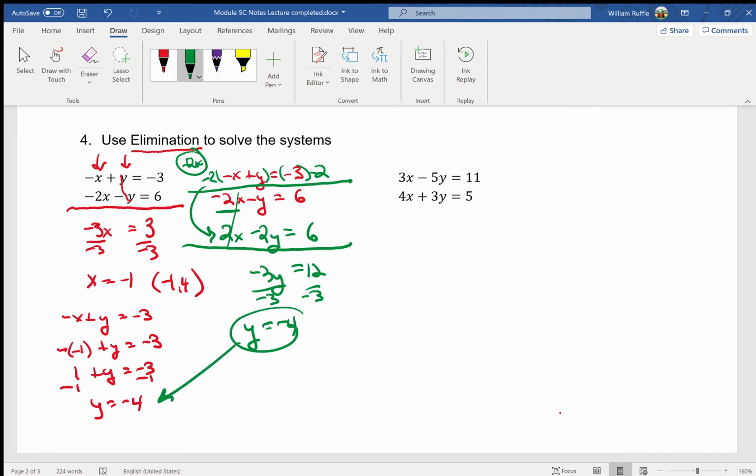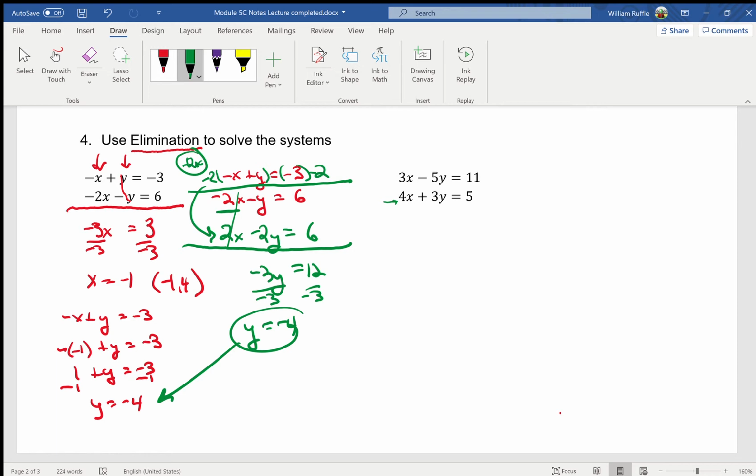Okay. So if they don't easily eliminate, then I do have to do some work. Like this next one here. If I add up everything, 3 plus 4 is just 7x. That doesn't eliminate. Negative 5 plus 3 is negative 2. That does not eliminate. Now, if this is positive 4, I want this to be negative 4. But 3 times what is 4? Yeah, I don't know what that is either. Nor do I know 3 times what is 5. I don't.